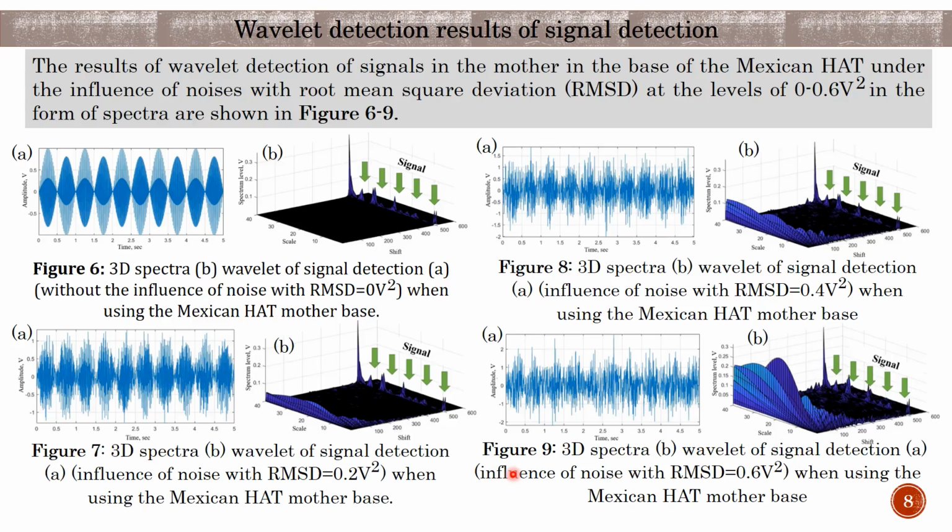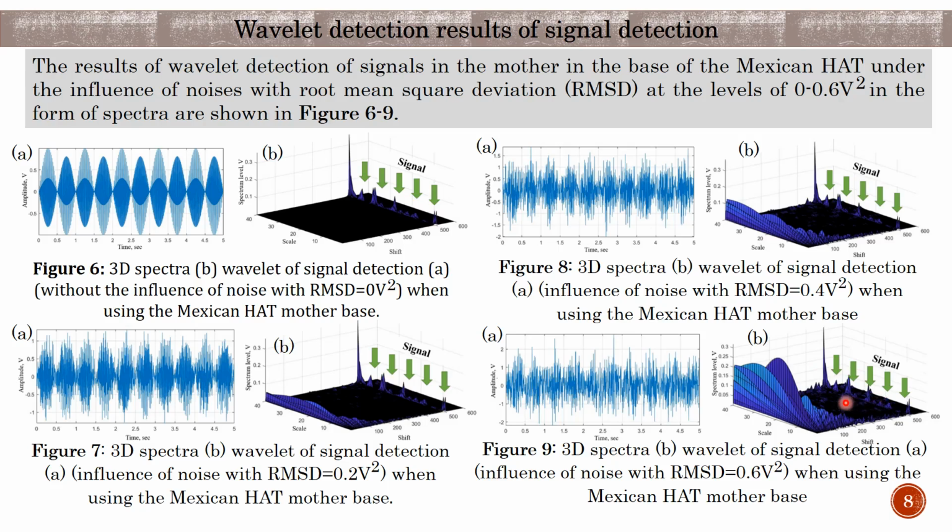The results of wavelet detection of signals in the base of Mexican hat under the influence of noises with root mean square deviation at the level of 0 to 0.6 volts squared, in the form of spectra, are shown in figures 6 to 9. Based on the results of wavelet detection, figures 6 to 9, it can be determined that the component of the wavelet spectrum of the useful signals is clearly localized in electronic communications with noises with different levels of RMSD of noises, per 500 displacements on all numerical scales.